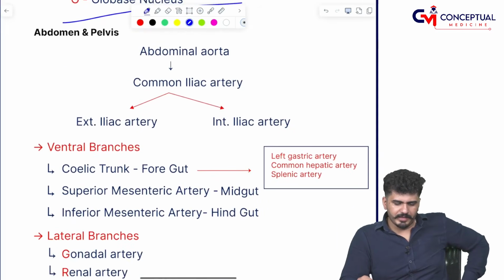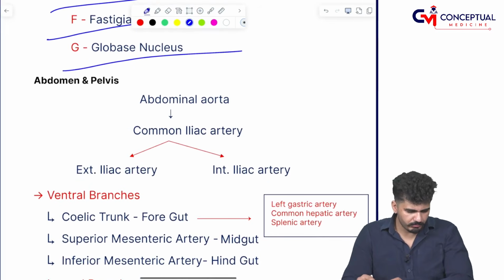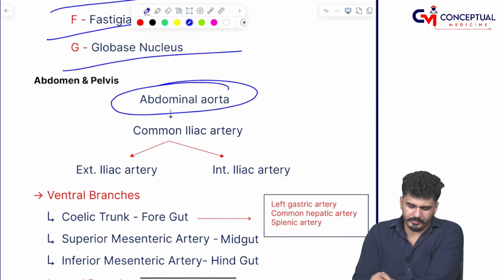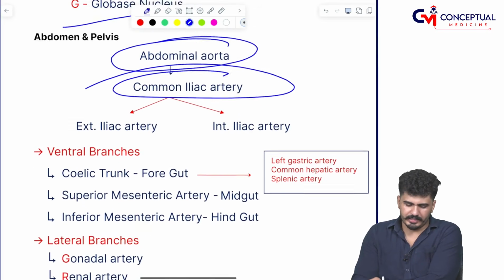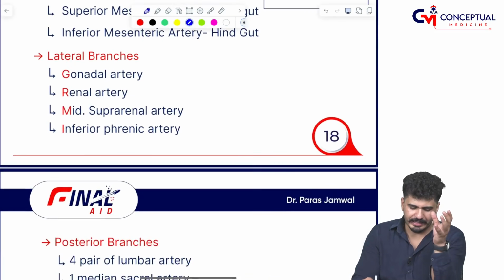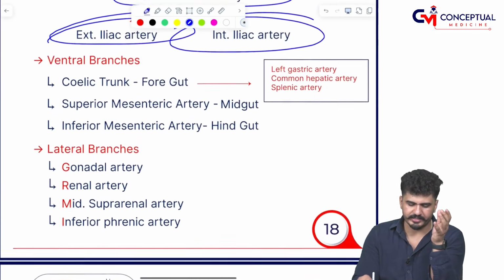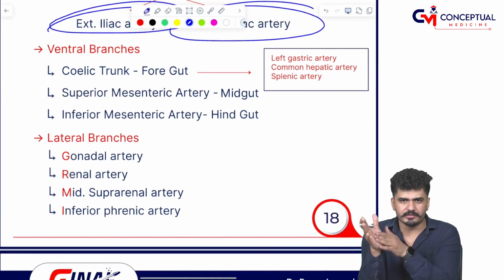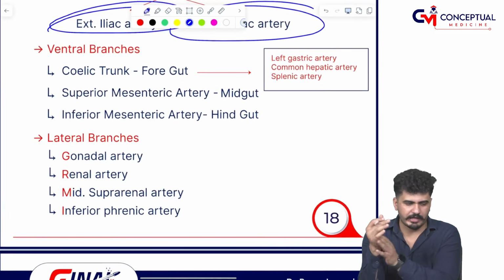Now, sir, abdomen and pelvis. Now, remember, the abdominal aorta gives a branch to the common iliac artery. They give the external iliac and internal iliac artery. What are the ventral, lateral, and posterior branches and the terminal branches? These are the four things we have to divide in the abdomen, and we have to study that.